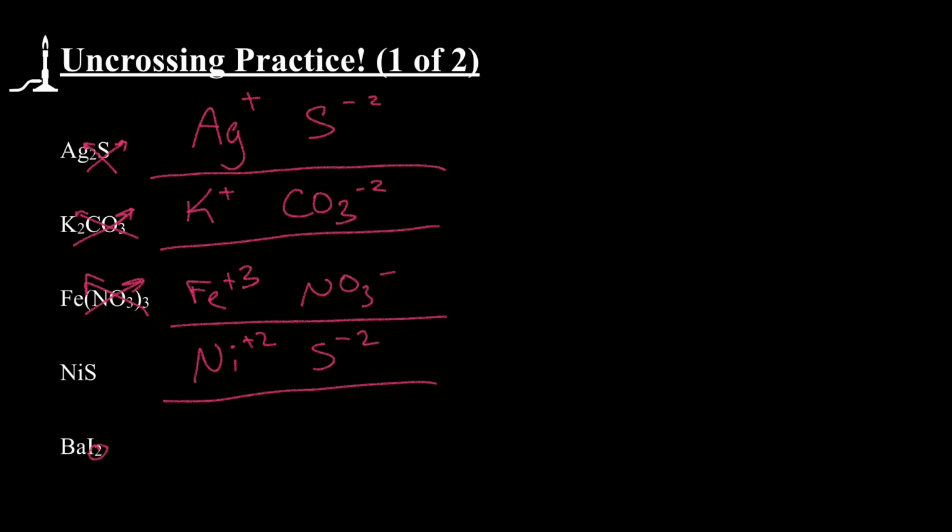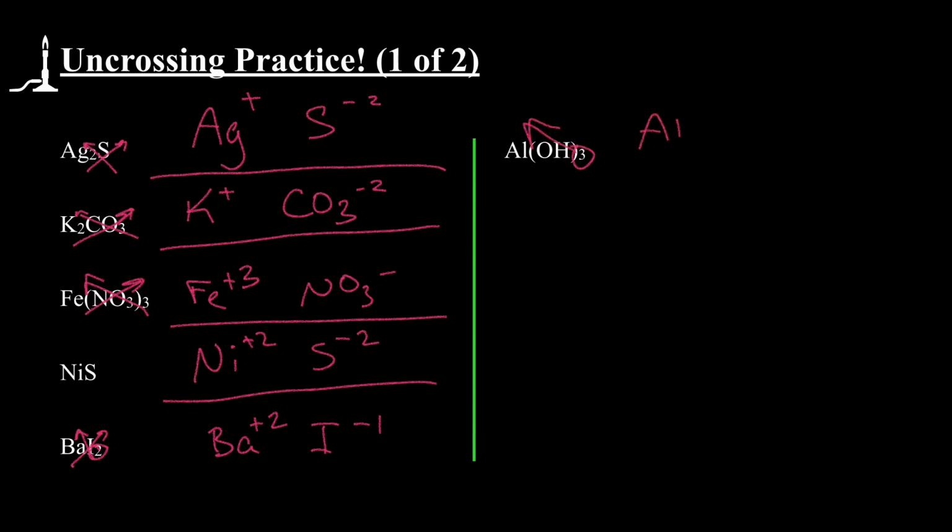BaI2. Uncross. Ba, I know iodine is a -1 charge. I know Ba has a positive 2 charge. Easy. Al(OH)3. That 3 comes from the aluminum. It's one of those charges to remember, Al +3. The hydroxide is a -1. That's on that polyatomic.